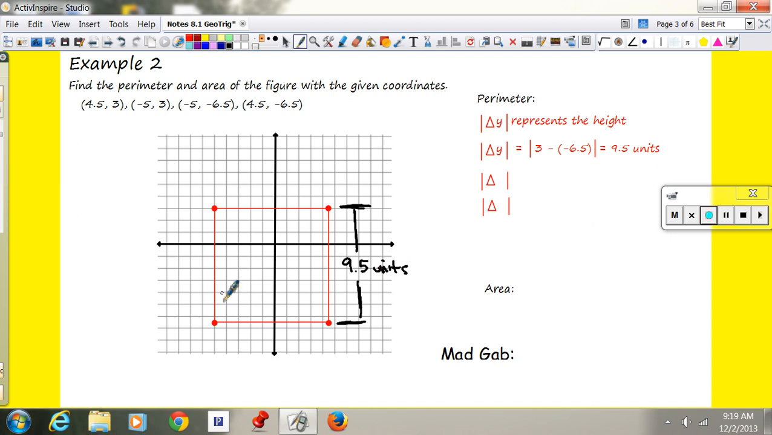And you could even count it, because it is vertical. So you could say, well, let's see, I'm going up 3. So 1, 2, 3, 4, 5, 6, 7, 8, 9.5. So you could have actually counted 9.5 units on your actual paper.